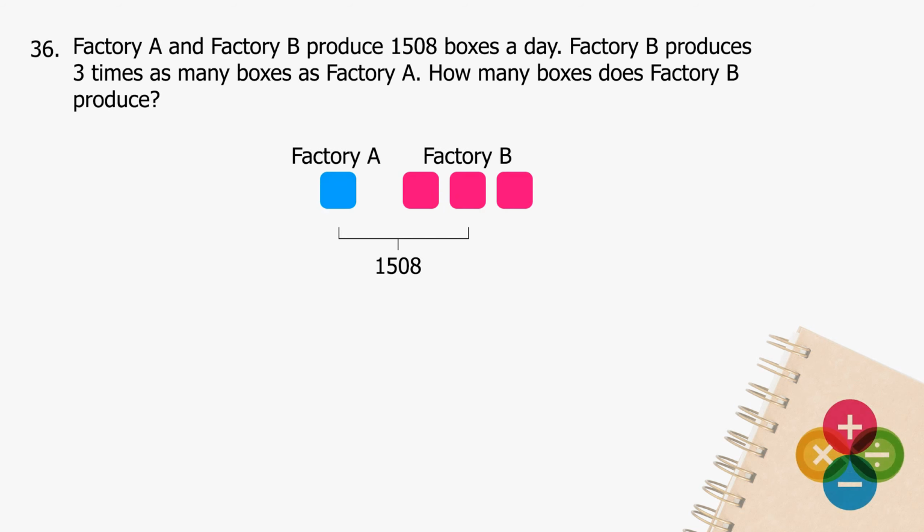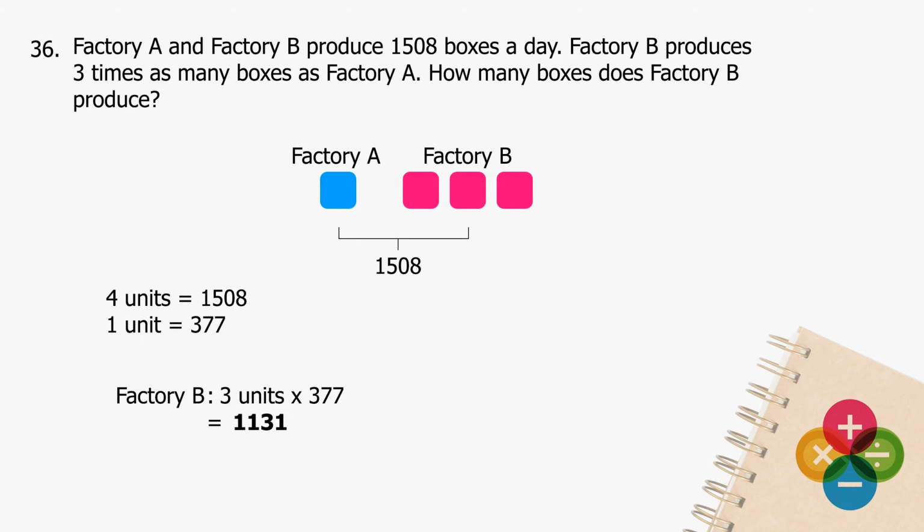Factory B produces 3 times as many boxes as Factory A, meaning in total there will be 3 parts plus 1 part, with a total of 1,508 boxes produced a day. Taking the total of 1,508 divided by 4 parts, each part will be 377. Factory B is able to produce 3 parts multiplied by 377, and the answer is 1,131 boxes a day.